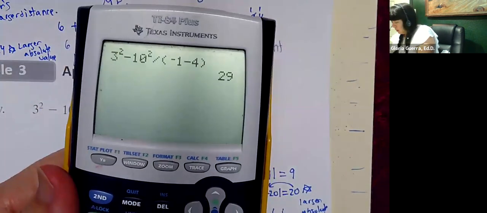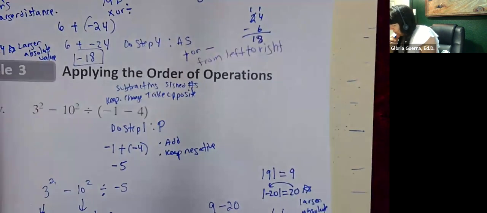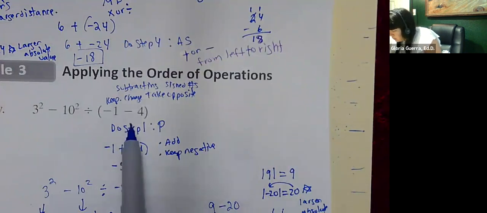Enter 29. We didn't get the same thing. Okay, why not? Let's see, there's an error somewhere. -1 minus 4, it's a -5. Okay, I agree with that.